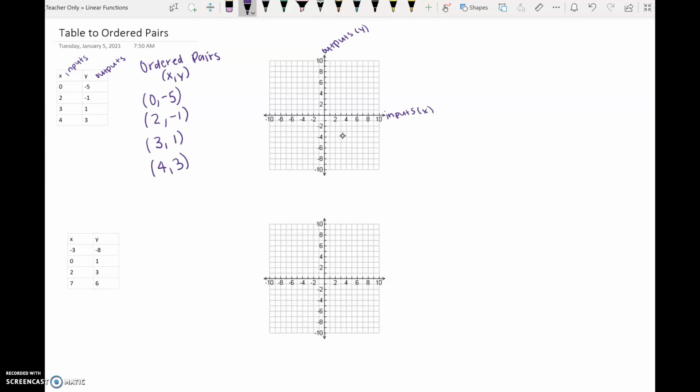These are now ordered pairs that I could put on a graph. So 0, -5 is going to be the point right here. 2, -1 will be the point right here. 3, 1, and 4, 3. So I have converted a table into ordered pairs, which I can then graph.